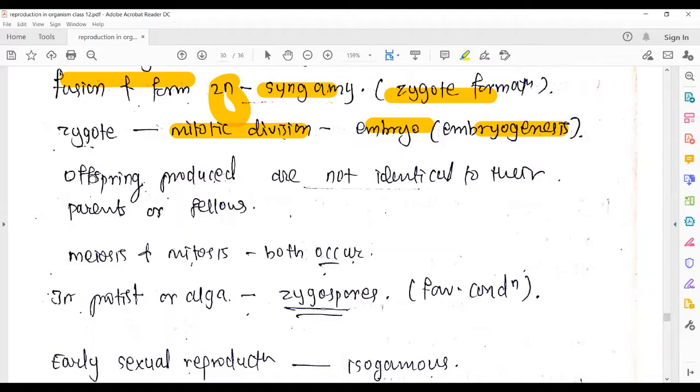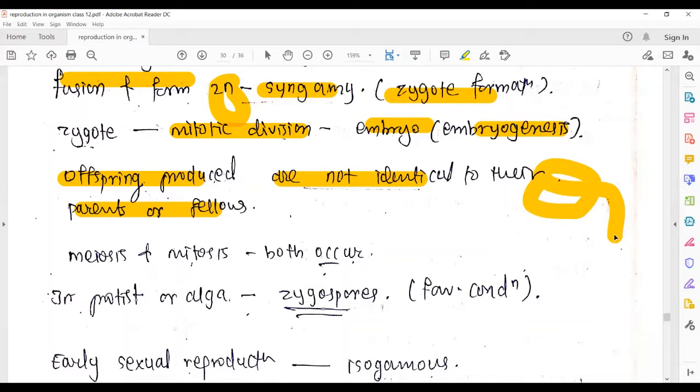So let's see over here. Offspring which are produced are not exactly identical to their parents. This is a very important point. Offspring produced through sexual reproduction are not exactly similar to the parents. There will be variations seen.